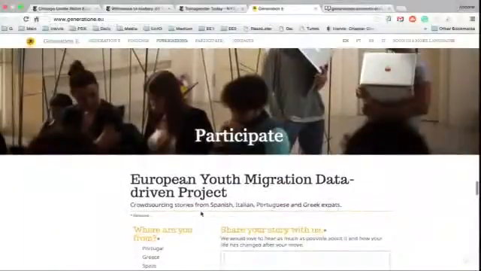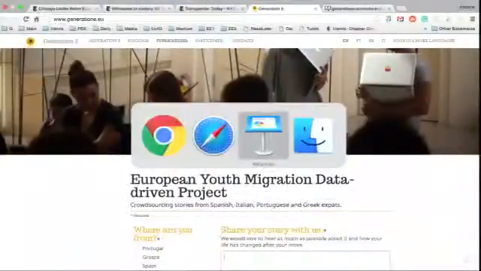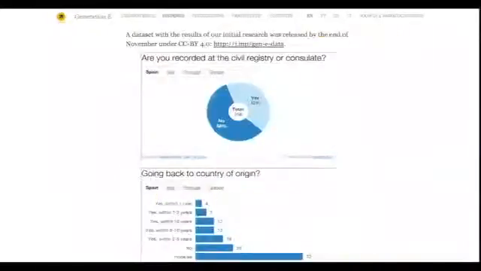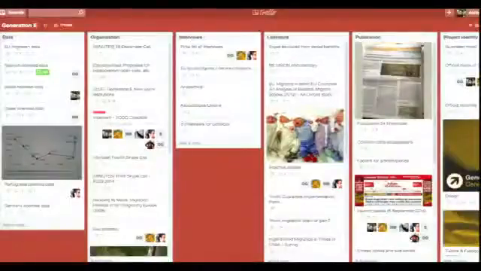How did we work together? As journalists, we used a tool called Trello. That's how we managed our work. This tool is free, it's trello.com. You can find it online. And we discussed everything there because we were working from different countries.